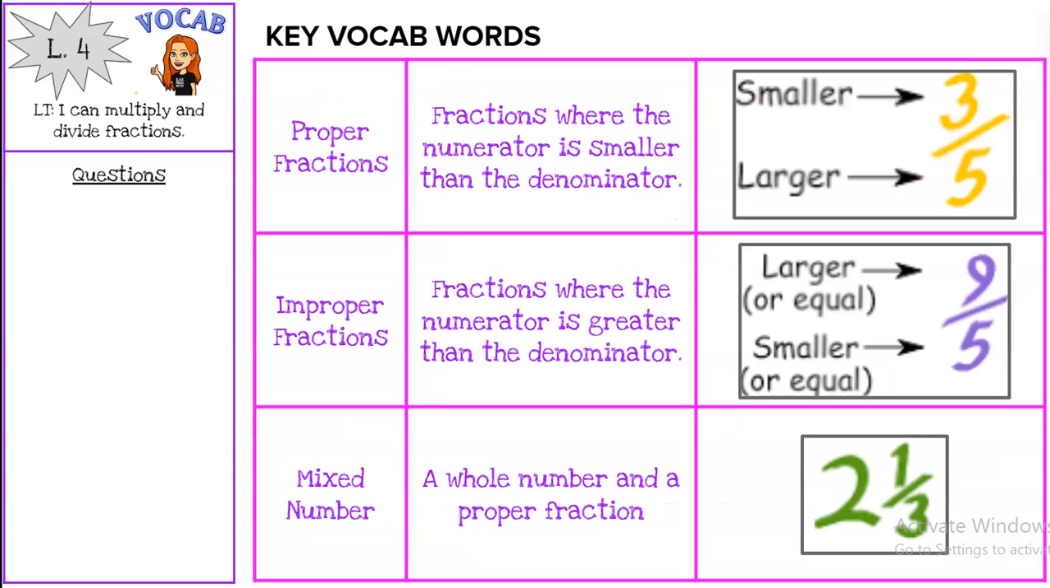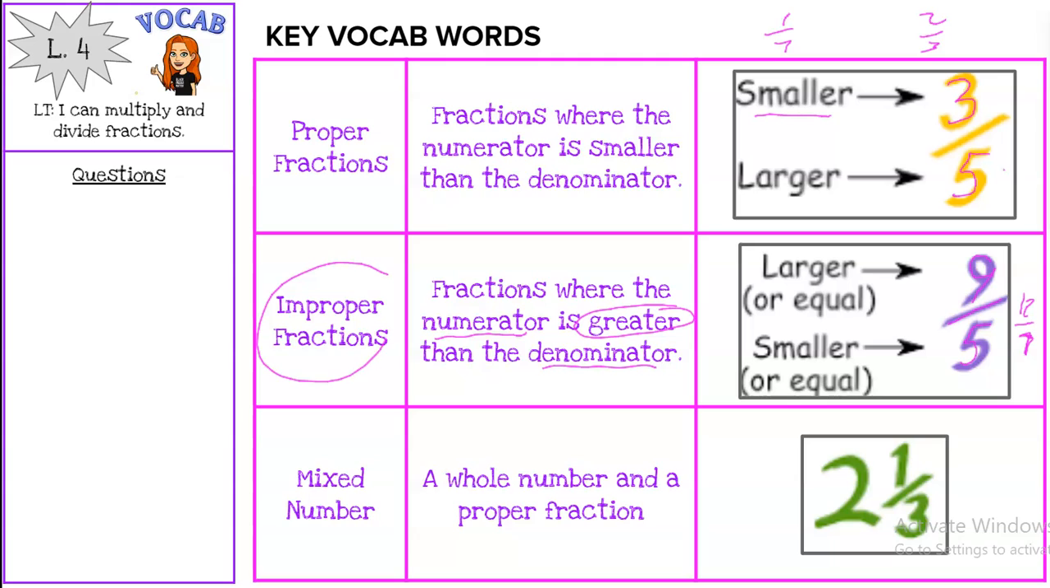And then our different types of fractions, we have proper fractions. Remember, that's when the numerator is smaller than the denominator. So 3/5 or 2/3 or 1/7, those will all be proper fractions. And then an improper fraction is a fraction where the numerator is greater than the denominator. So 9/5 or 12/7, that would also be an improper fraction.